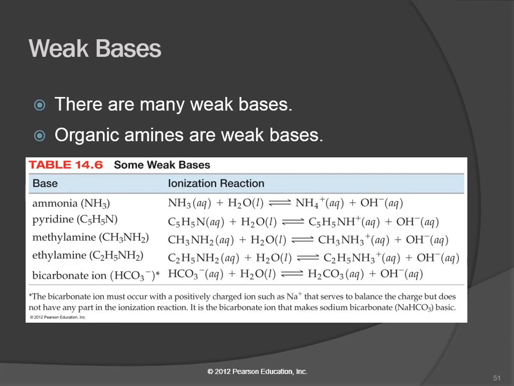There are a lot of weak bases. Just like with the acids, there's a few strong ones and a lot of weak ones. Most of the weak ones are actually organic amines, like pyridine and methylamine. Bicarbonate ion, though, is a weak base, and that's what's in baking soda.